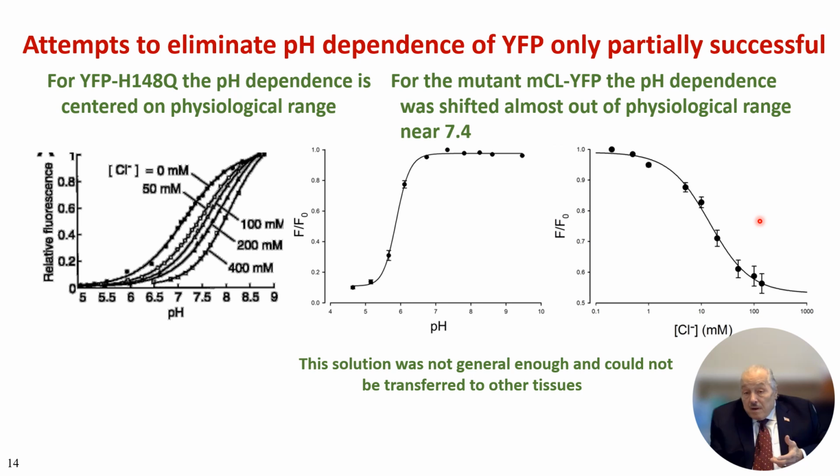There's one mutant of yellow fluorescent protein that was made that at least shifted the pH-dependent part out of the normal physiological range. So once you get above pH 7 or so, its response is independent of pH. But this solution was not general enough, so you couldn't transfer it to other tissues. And some other solution was desired to make the YFPs independent of pH.